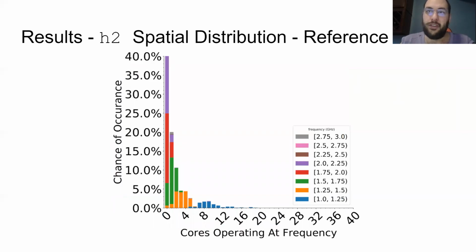Now we're going to move on to the spatial data. In this case, the x-axis is the number of cores operating at a given frequency, and the y-axis is the chance of that particular event occurring. This is pretty consistent with what we've seen for the temporal correspondences we've seen previously. And the majority of these cores are operating in that 1.5 range.